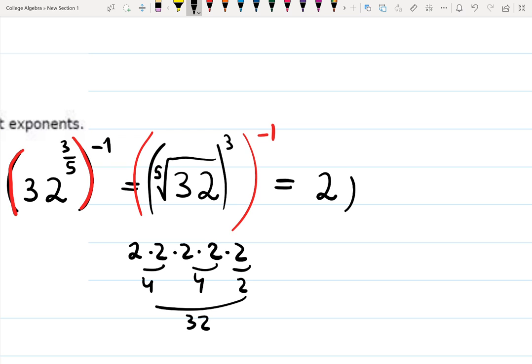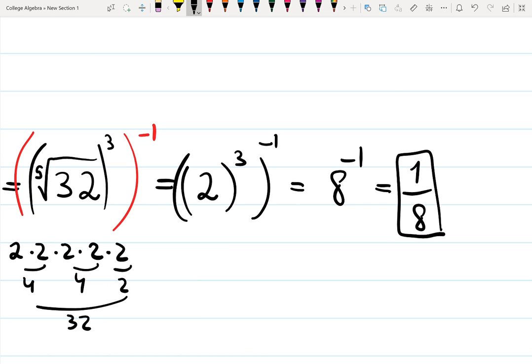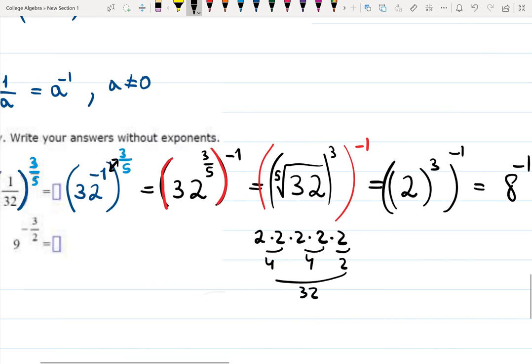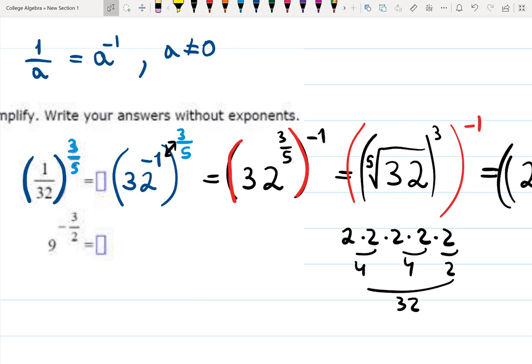But 2 raised to the 3 and then raised to the -1. So 2 to the 3 is 8. Raised to the -1, and then -1 sends 8 into the denominator. This first step was actually not necessary. If you don't like it, you don't have to do it. But I noticed many students do not like working with fractions when they're working with exponents.